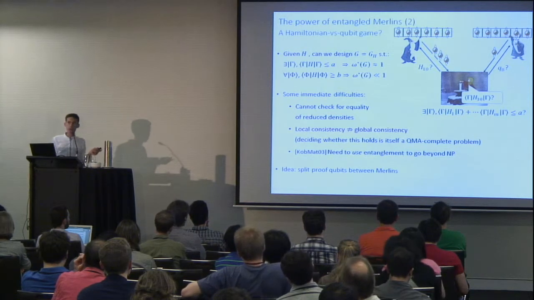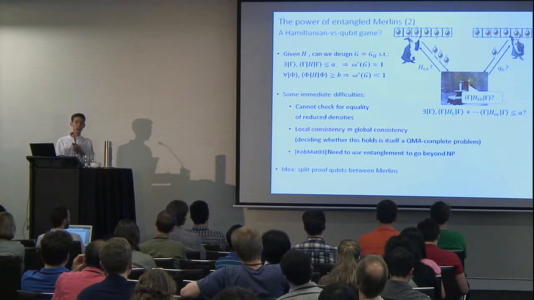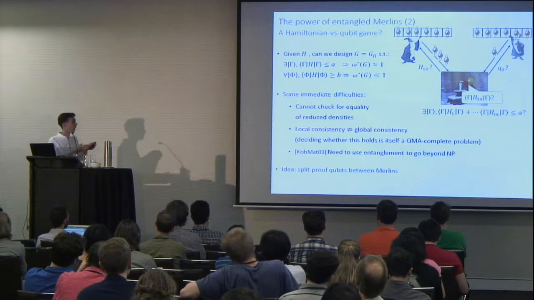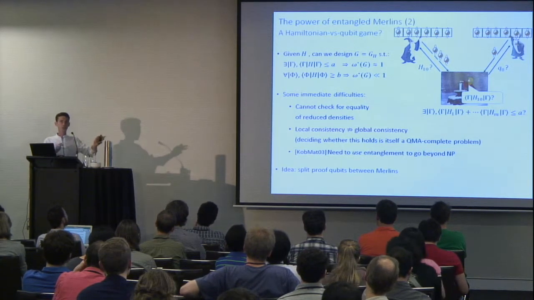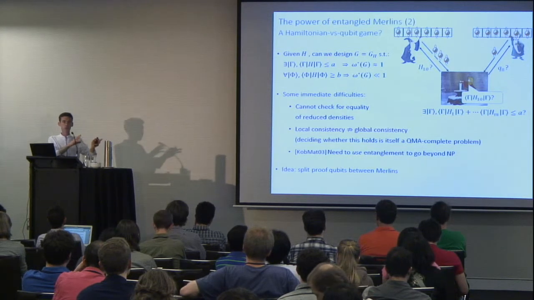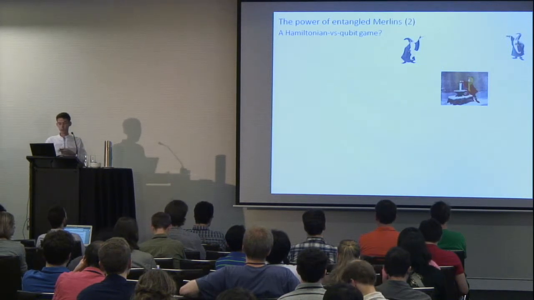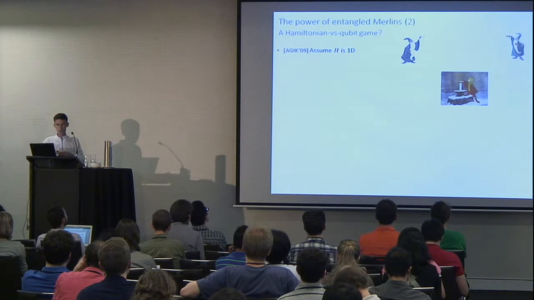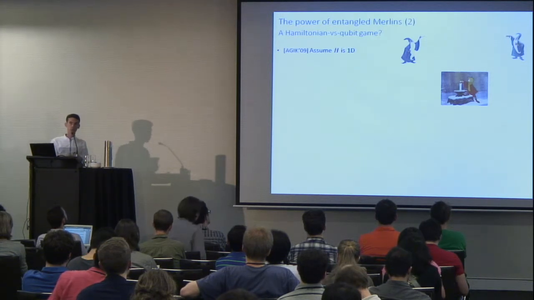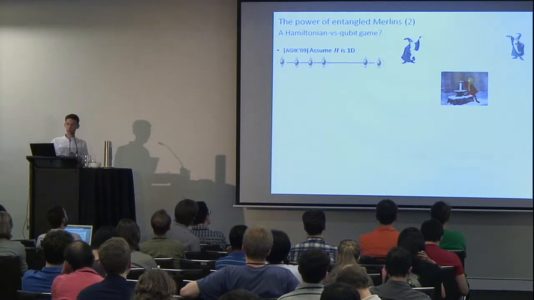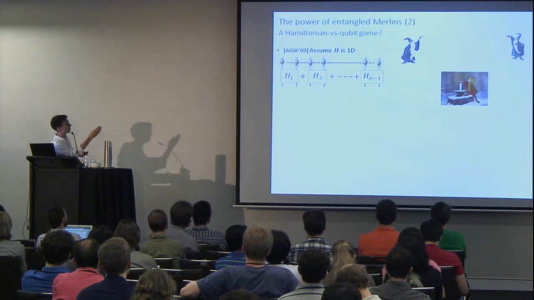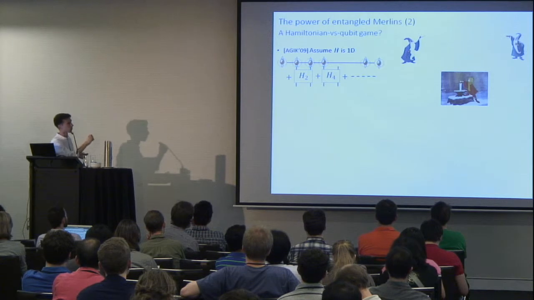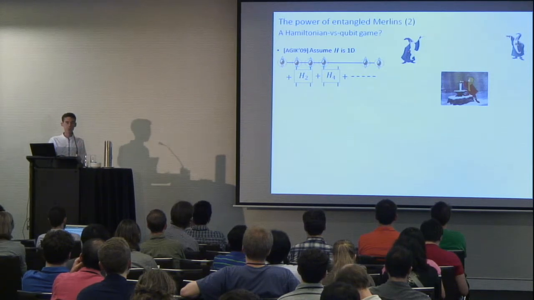All right, so here's an idea. Because the Merlins should be using entanglement, the natural idea is to ask them to somehow split the ground state in a certain way, and then we'll be asking the first Merlin for some of the qubits of the ground state and the other Merlin for some of the other qubits. So how would that look? To make it simple, let's assume that the Hamiltonian is a one-dimensional Hamiltonian, so it looks like this. These are your qubits. Then the Hamiltonian has terms that act on these pairs and then terms that act on the next pairs, so it's a nearest neighbor Hamiltonian in 1D.